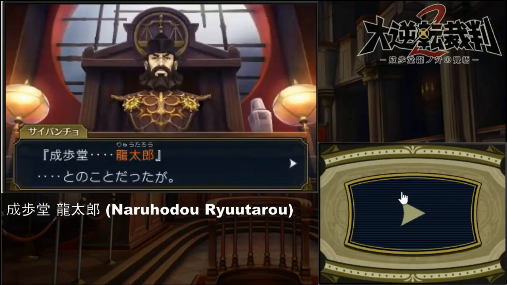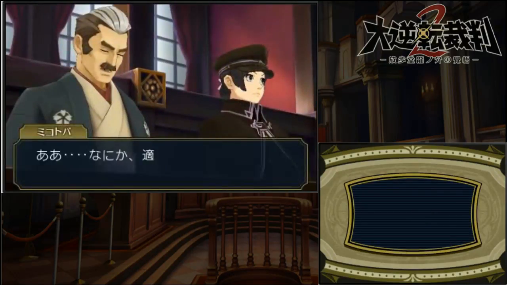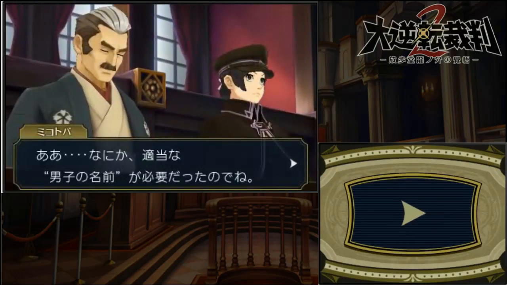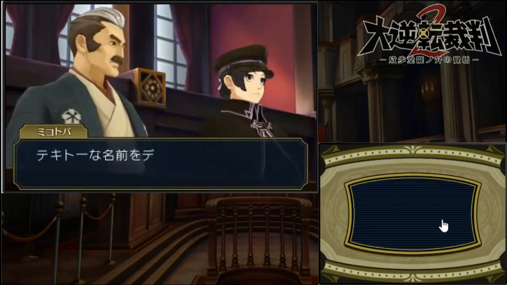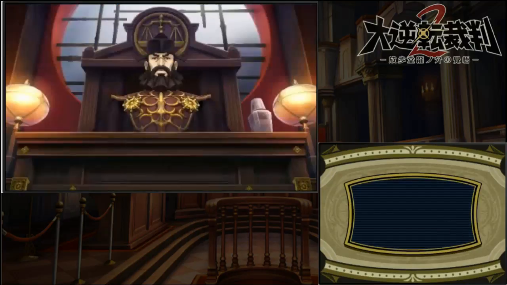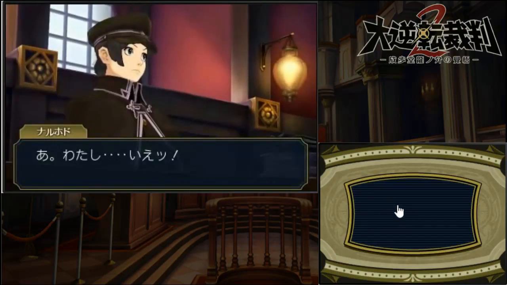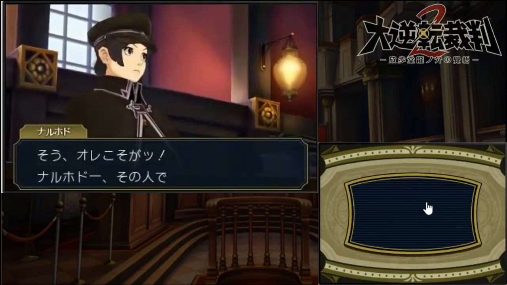Right, attorney. According to the form you sent in, your name is Naruhodo Ryotaru, correct? Yes. You needed an appropriate name as a male, you see? So I wrote a random name on the form as an alias and had it sent in. Defense, your answer! I am she. I mean, I am indeed a man and none other than Naruhodo himself.